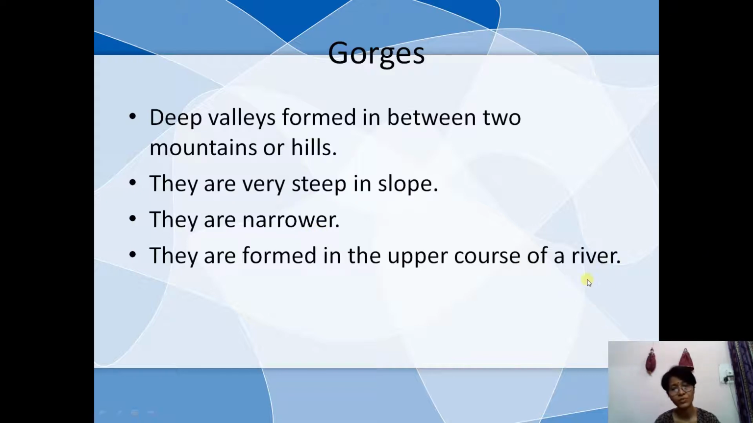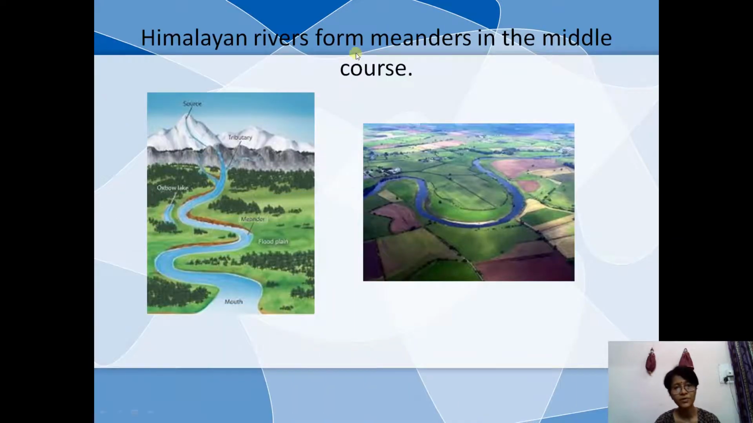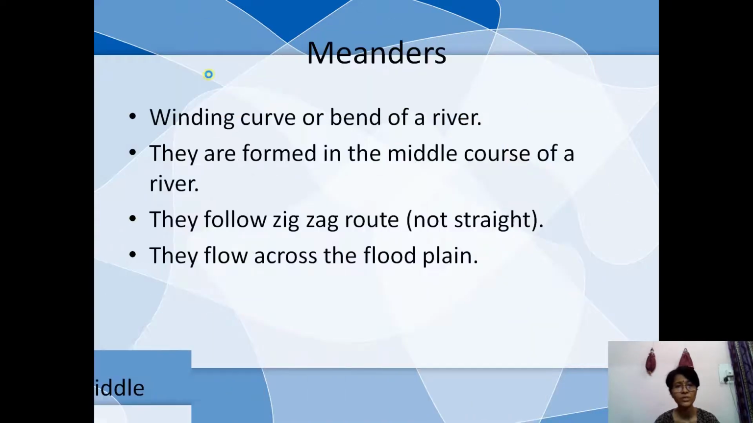Usually there are three courses of a river. One is upper, then middle, then lower. So these gorges are formed in the upper course of a river. Himalayan rivers form meanders in the middle course. So in the middle course, they form the meander. That means a zigzag way. You see two pictures I am showing of a meandering course.